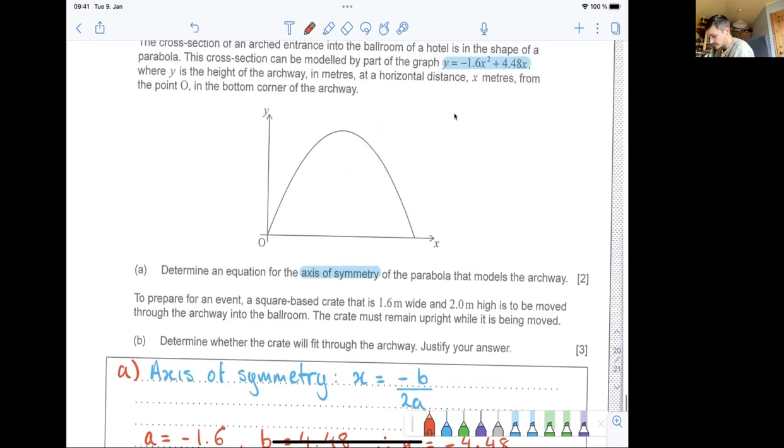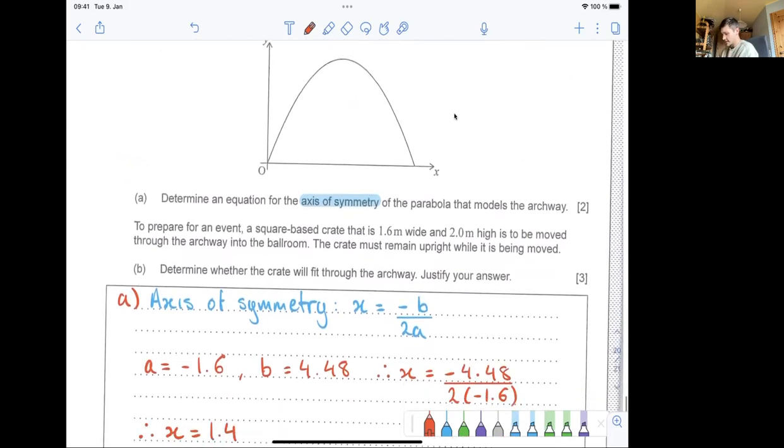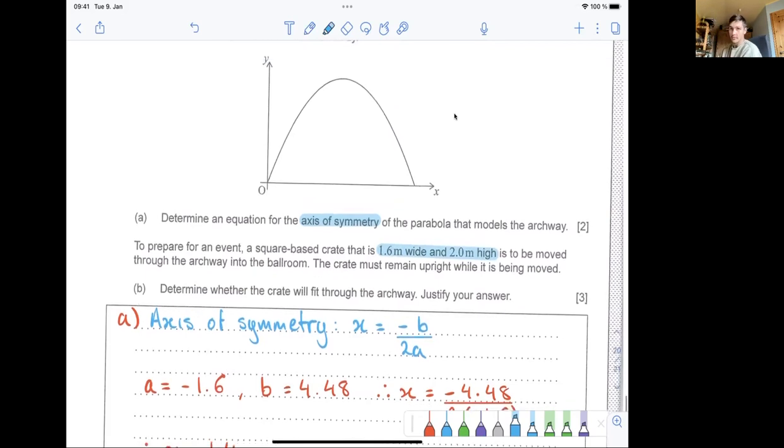Okay, what we got? To prepare an event, a square-based crate that is 1.6 meters wide and 2 meters high is to be moved through the archway into the ballroom. The crate must remain upright while it is being moved. Determine whether the crate will fit through the archway. Justify your answer. Okay, cool. So we're told that this crate is 1.6 meters wide and 2 meters high. Okay, so we're going to be graphing on our calculator.